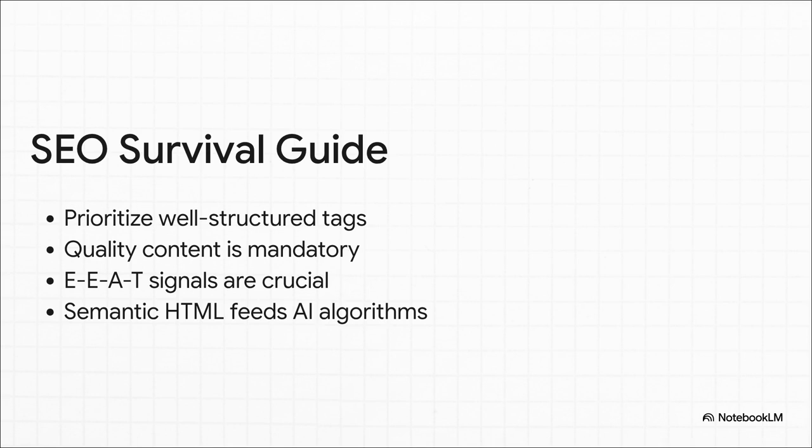And here's the crucial connection. Semantic HTML is no longer just a nice-to-have for clean code. It's the required architectural blueprint that feeds those EEAT signals directly into the AI algorithms. If the AI can't parse your generic div soup, it simply won't feature you in the AI overview.